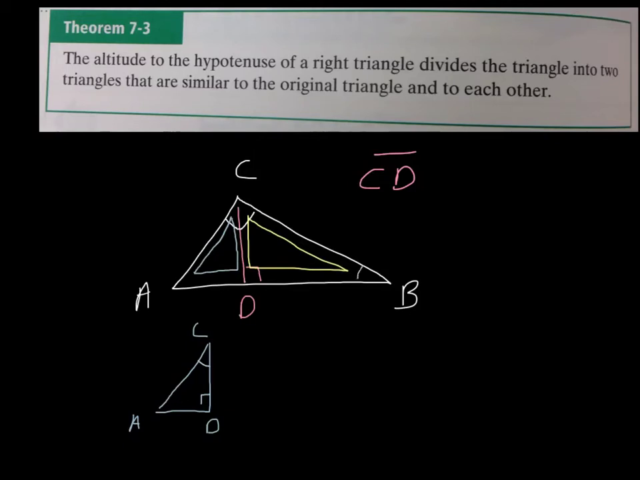Now let's look at the yellow triangle. Angle D of the yellow triangle corresponds to angle C of the white triangle. Angle B of the yellow one corresponds to angle B of the white one, and angle C of the yellow one is going to correspond to angle A of the white one.